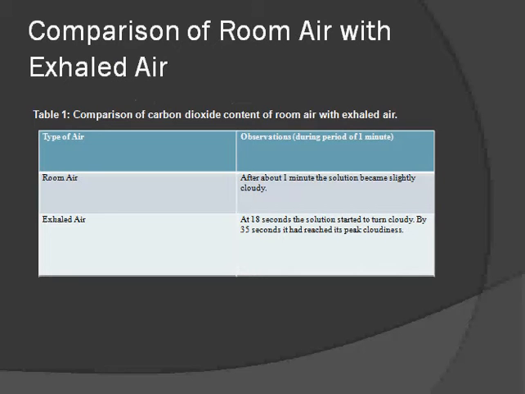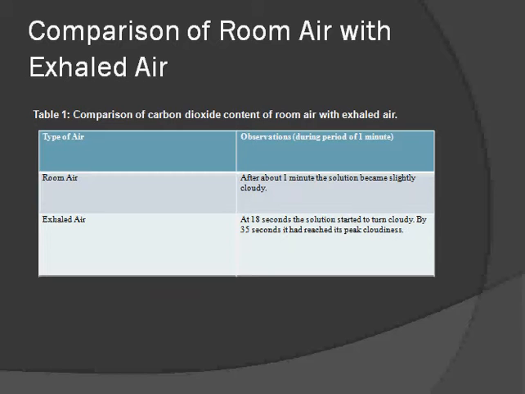The first experiment involved bubbling room and exhaled air, both containing carbon dioxide, through a solution of lime water. The results were consistent with the original predictions that were made before conducting the experiment, as exhaled air contained more carbon dioxide than room air. Table 1 shows that the room air took over a minute of bubbling to turn the solution cloudy, while the exhaled air took only 18 seconds to observe a change, becoming cloudiest at 35 seconds.